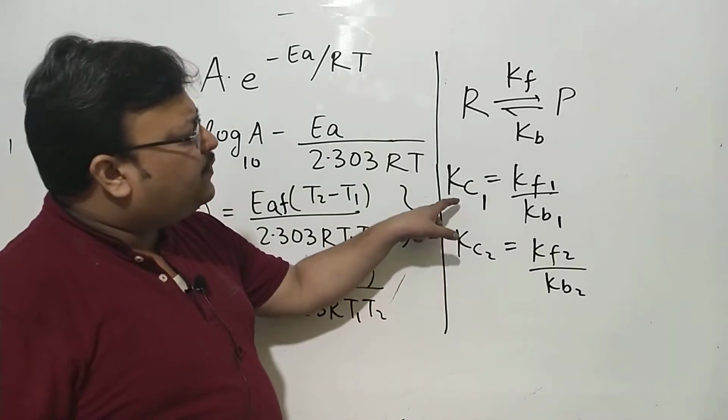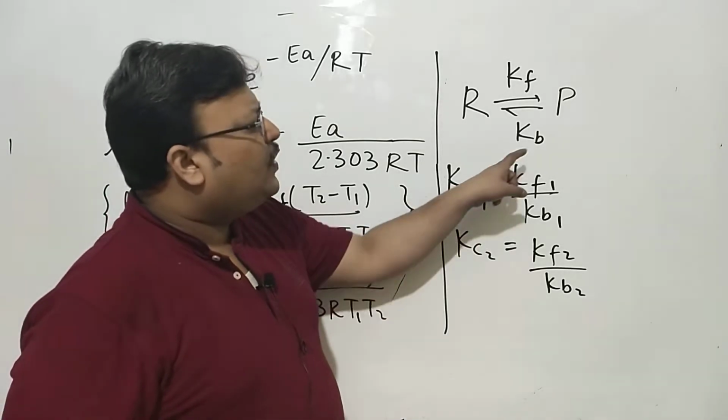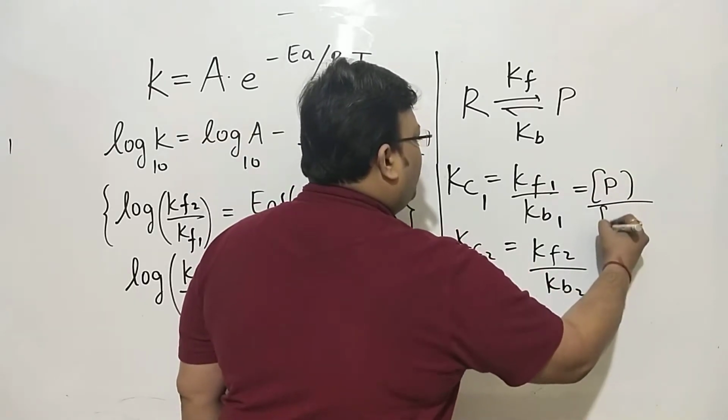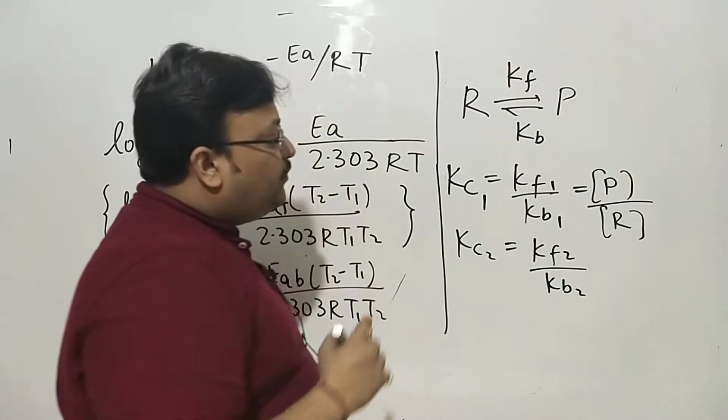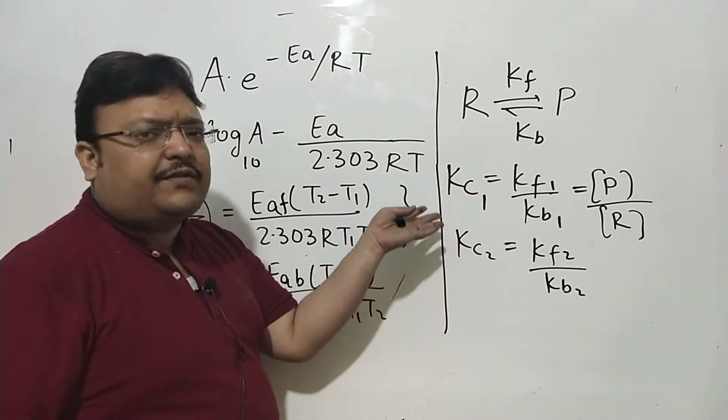Remember, the higher the value of Kc, the more is the yield of the product, because this is the ratio of product upon reactant. In general, this is product upon reactant. So a higher value of Kc will mean more product, more yield of the process.